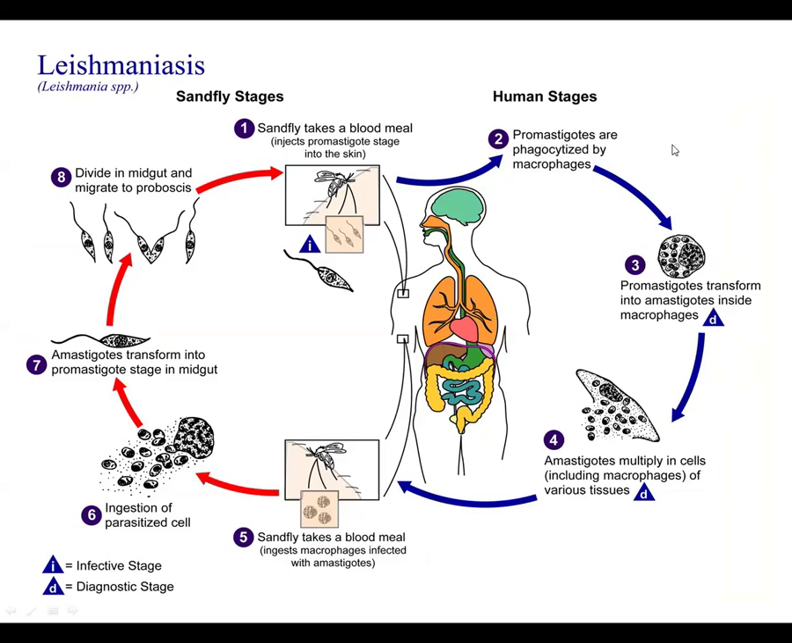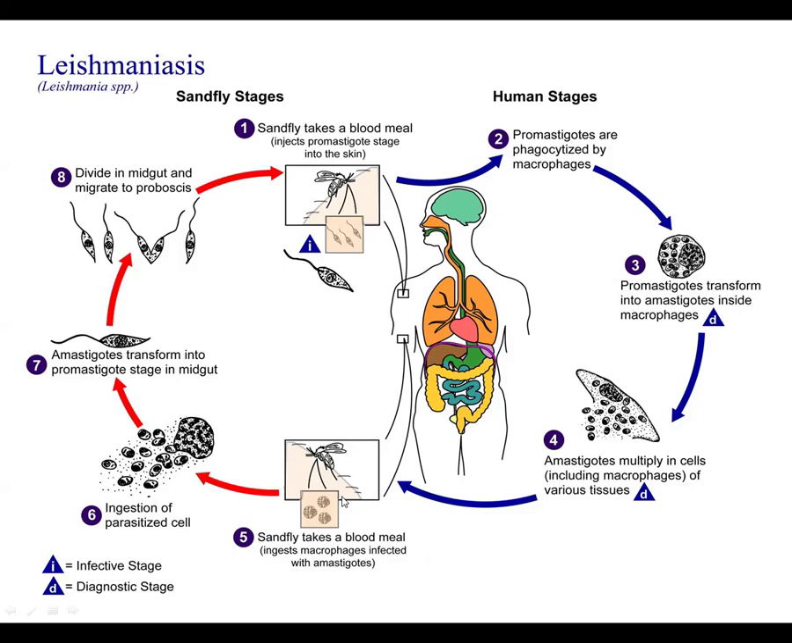Right now they are introduced into the body. These promastigotes are phagocytosed by the macrophages. Within the macrophages, the promastigotes transform into the aflagellated stage, known as amastigotes, and now they multiply within the macrophages. After the multiplication, a time will come when the macrophages burst out and the amastigotes come into the circulation.